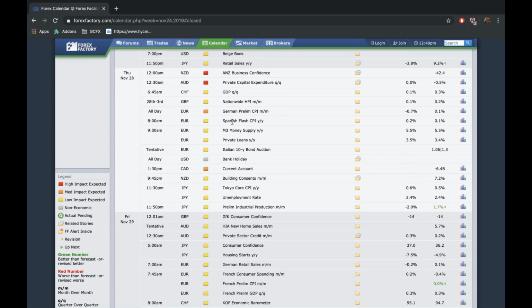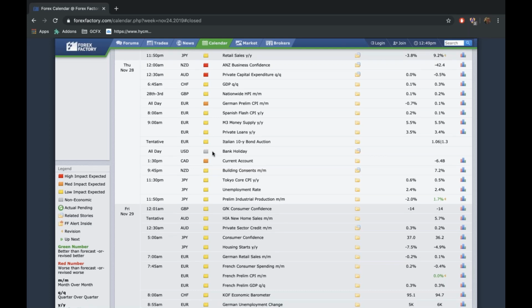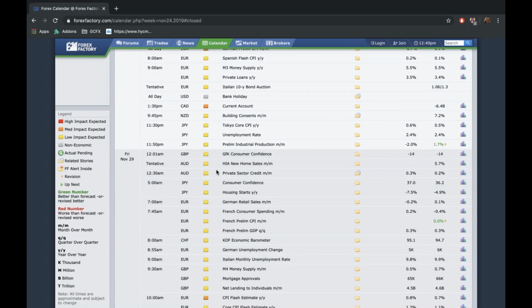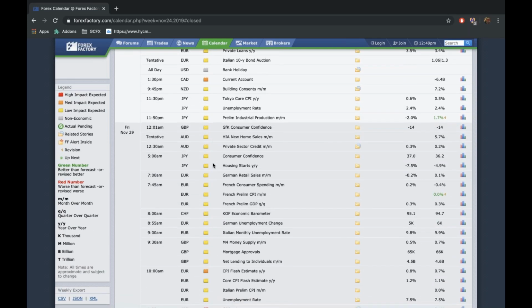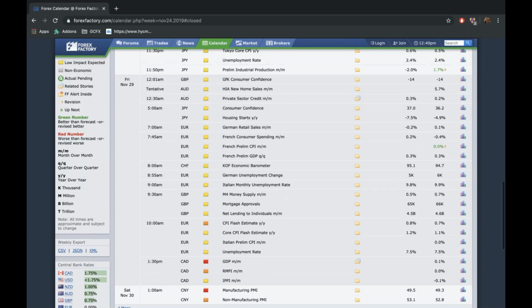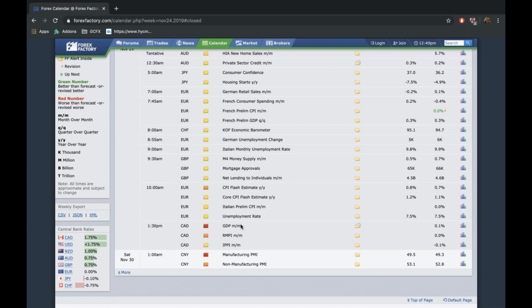Let's have a look what else we've got. No, it's quiet. Remember the US bank holiday, Thanksgiving Day on Thursday. And then the main event on the Friday, and this for me is the biggest event of the week, it's the Canadian dollar GDP. Now, where are we at with the Canadian dollar?